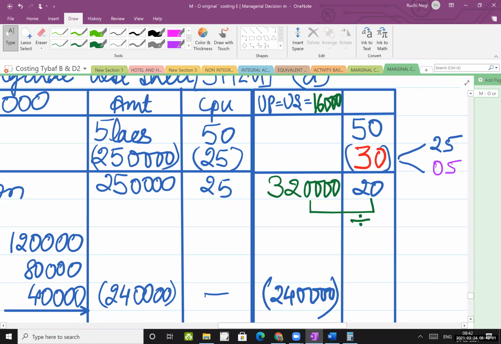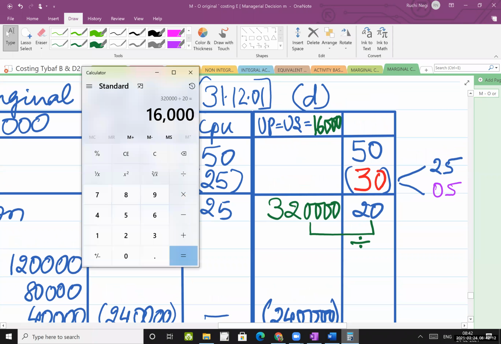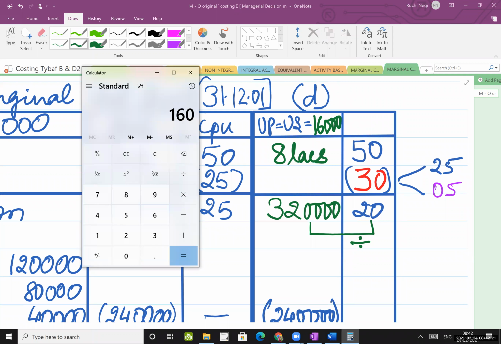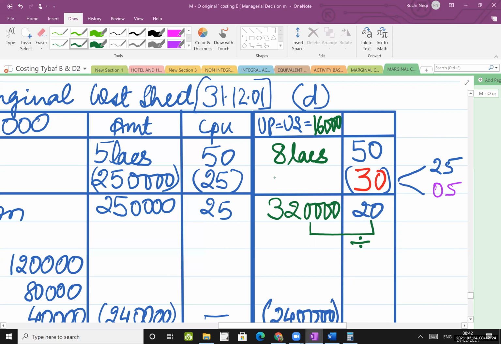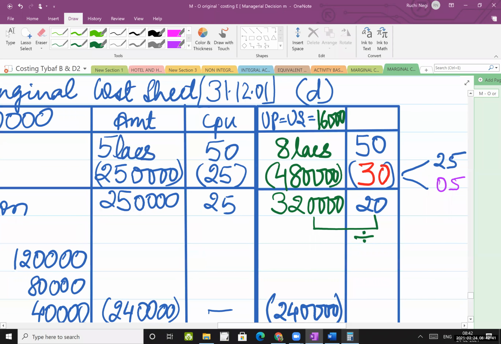ठीक है, no need to calculate this, अभी फिर ये निकालने की ज़रूरत नहीं है, not required. चाहिए तो क्रॉस चेक कर लो. 16,000 into 50 is how much? 8 lakhs. 16,000 into 30 is 4 lakh 80, and cross check, 8 lakhs minus 4 lakh 80 is how much? 3 lakh 20. So our answer is correct.